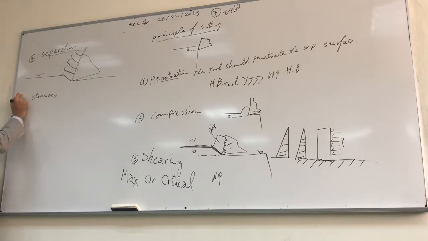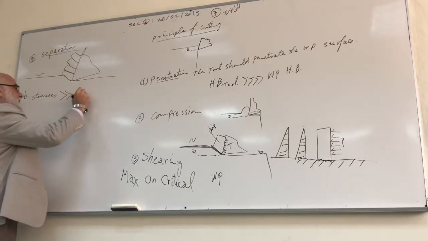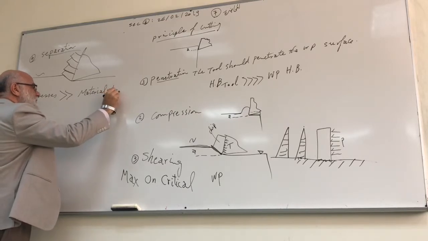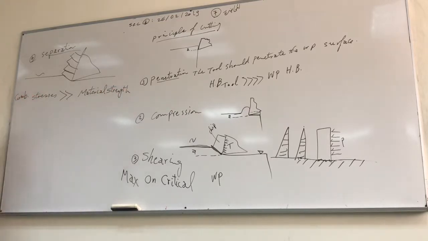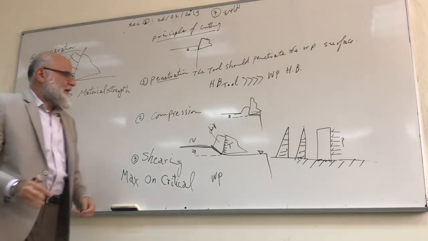I can say combined stresses: shear and bending. If it reaches a maximum greater than the material strength, what will happen? Cutting happens immediately, separation happens, and this part is removed. Now this part is separated from that part. The tool is on its own and the chip is on its own. So these 4 stages take place one by one until the end of the cut.